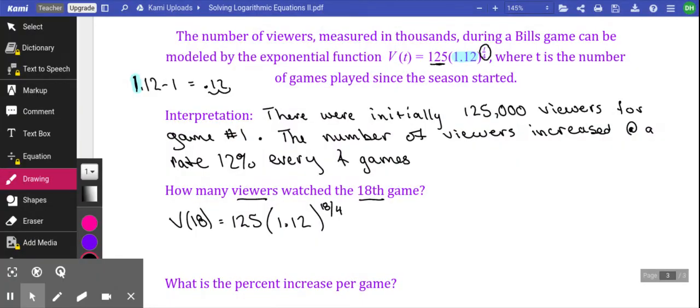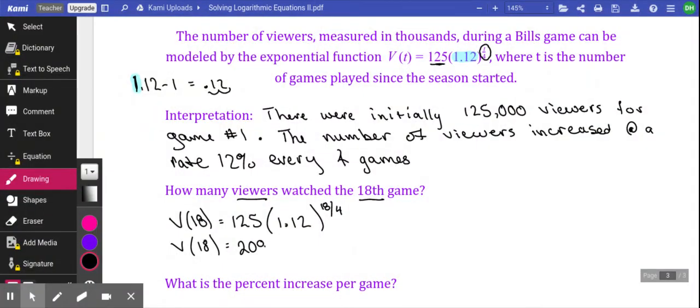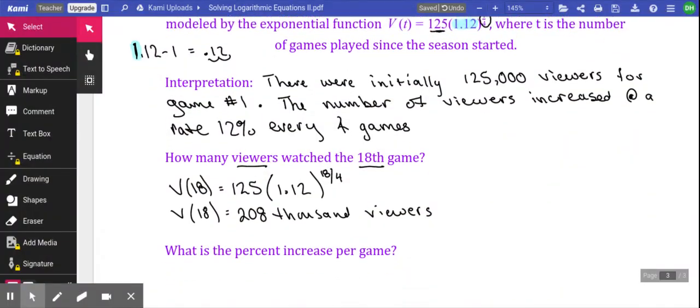So I got about 208.1570455, and we're assuming if we're describing people that we're probably going to round that to the nearest integer. So I'm going to say about 208,000 viewers for game number 18. All right.